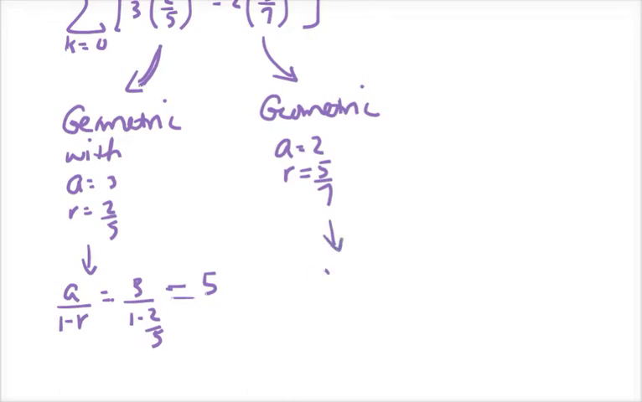This one is going to converge to 2 over 1 minus 5/7, and that's going to converge to 7.